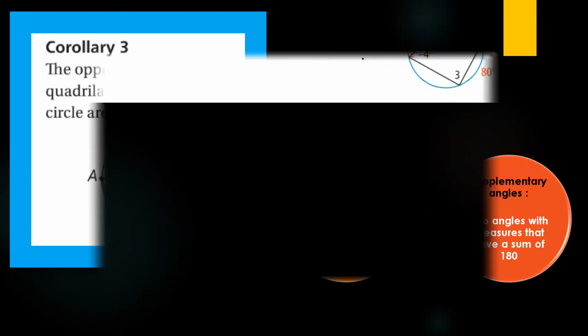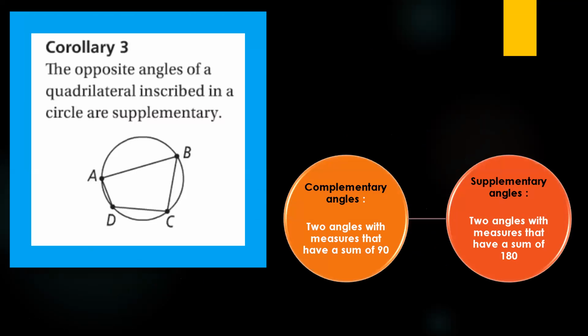Now, what's the meaning of supplementary? Supplementary means two angles with measures whose sum is 180. The opposite of it we call complementary. Complementary means the sum of them is 90. Complementary, 90. Supplementary, 180. If we have a quadrilateral inside a circle, the opposite angles of this shape are supplementary, as we saw here in the previous method.